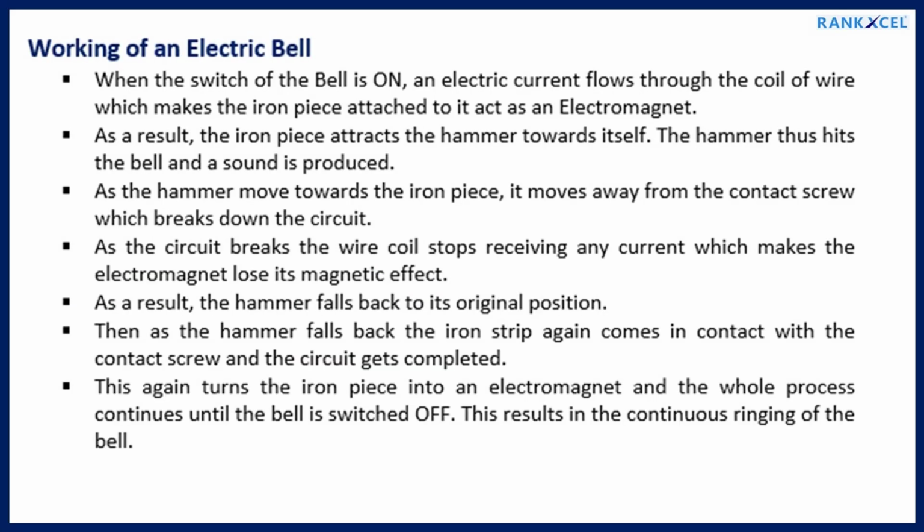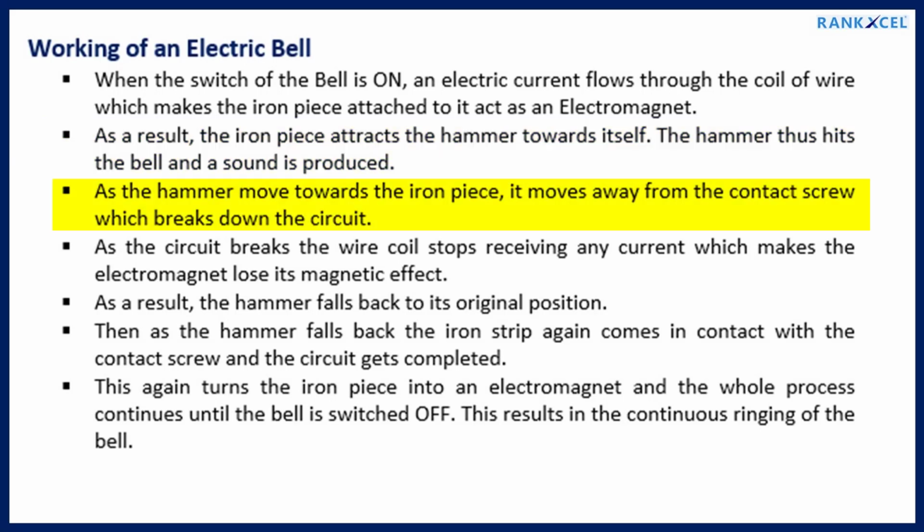Working of an electric bell. When the switch of the bell is on, an electric current flows through the coil of wire, which makes the iron piece attached to it act as an electromagnet. As a result, the iron piece attracts the hammer towards itself. The hammer thus hits the bell and a sound is produced.